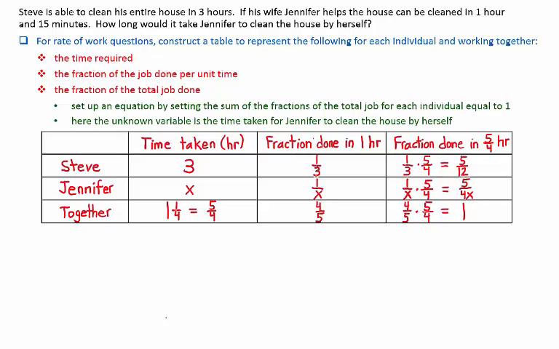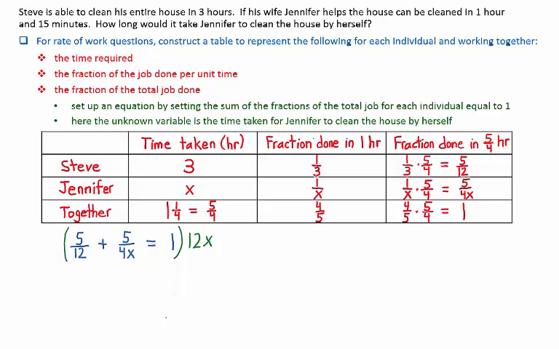We then use our final column here, the fraction done in 1 1/4 hours, adding together the fractions done by Steve and Jennifer and making it equal to 1. We now have a rational equation. In order to solve a rational equation, we'll multiply both sides by a common denominator. In this case, the lowest common denominator between 12 and 4x is 12x.